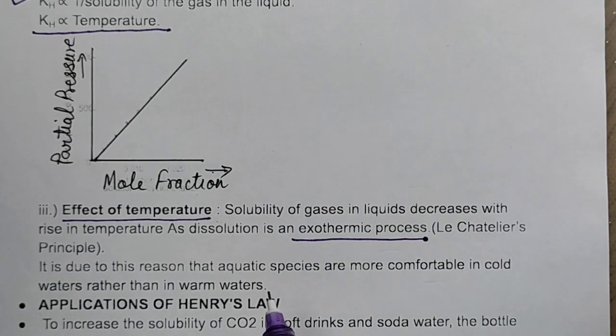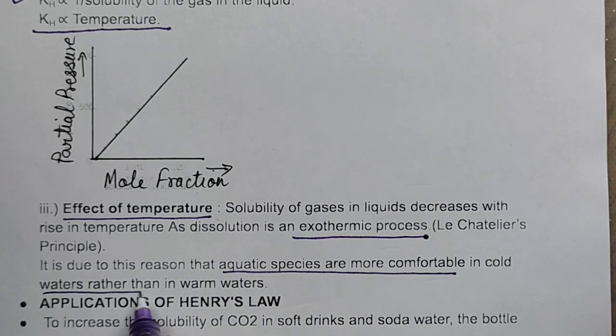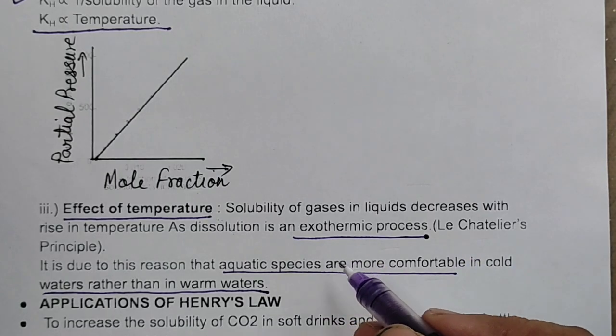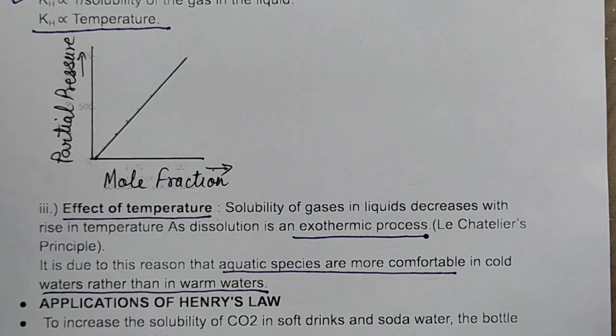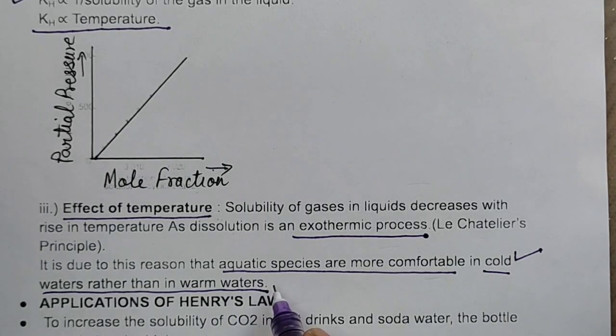For this, there is one reason question given: aquatic species are more comfortable in cold water than in warm water, because solubility is more at lower temperature. If the temperature increases, the solubility of oxygen in water will be less. So the amount of oxygen dissolved in water becomes less, meaning aquatic animals become uncomfortable. They will be more comfortable in cold water than in warm water, because in cold water more oxygen is soluble, whereas in warm water the amount of oxygen dissolved decreases.